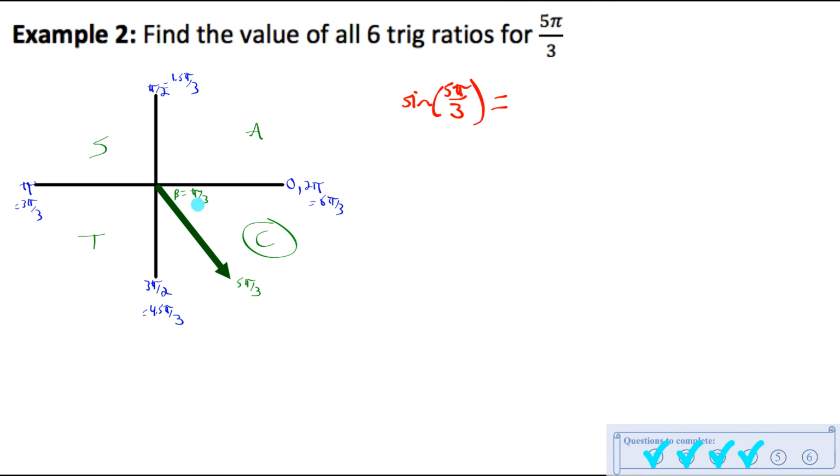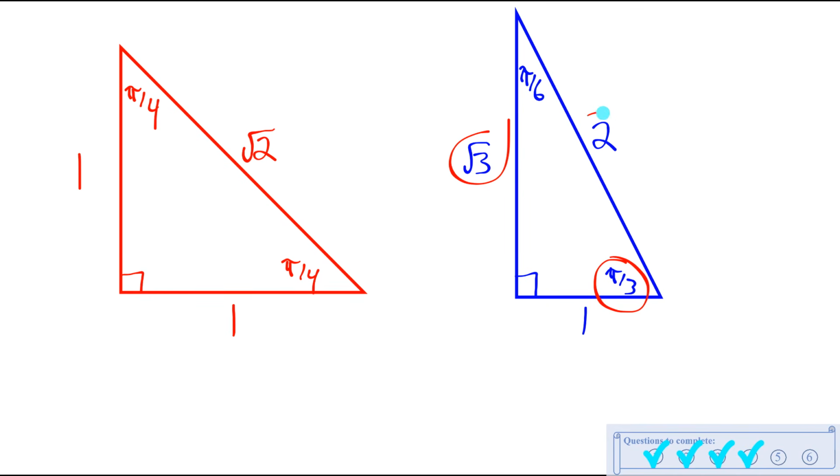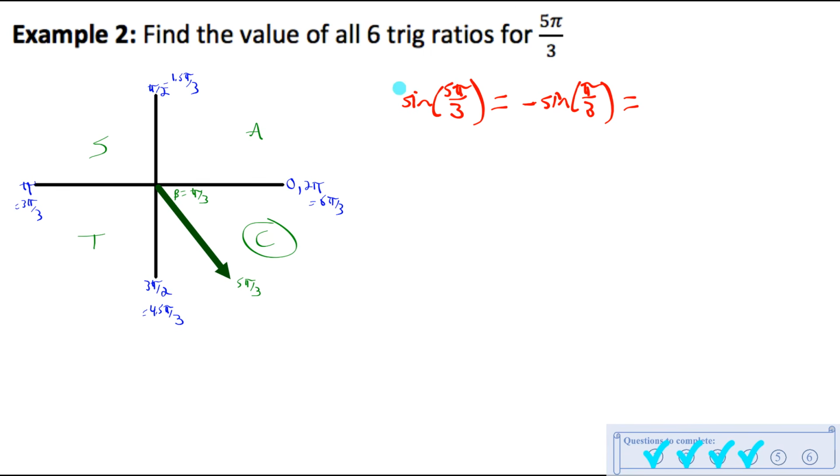I'm allowed to use its reference angle, pi over 3, to get that ratio, as long as I consult the CAST rule to see if I have to make that ratio positive or negative. Since I'm in the cosine quadrant, only cosine is positive, which means sine is going to have to be negative. So sine of 5 pi over 3 equals the negative of sine of pi over 3. And sine of pi over 3, if we look back to our special triangle, is opposite over hypotenuse, root 3 over 2. So sine of 5 pi over 3 would equal negative root 3 over 2.